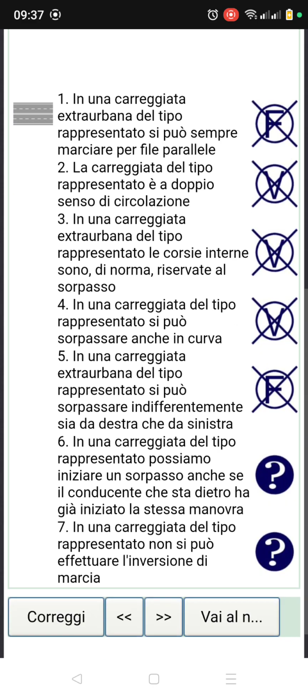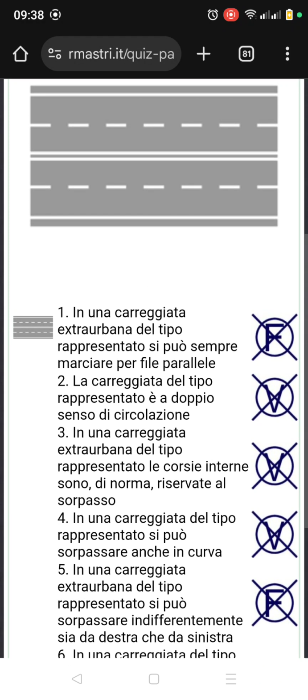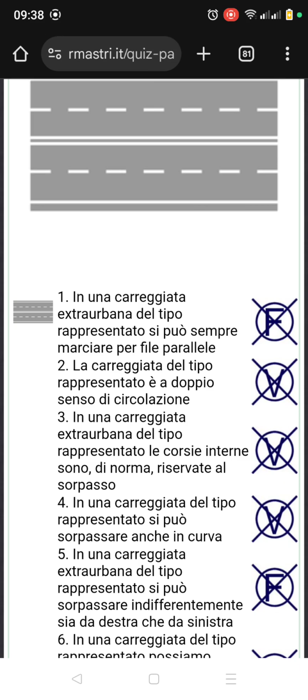No. Number 6, in una carreggiata di tipo rappresentato possiamo iniziare un sorpasso anche se il conducente che sta dietro ha già iniziato la stessa manovra. No, it's false. What this question is saying is, for example, we are at the front of a vehicle, and a vehicle is behind us. The vehicle behind us is about to overtake us. So can we still do that same overtaking while that driver at our back is about to do the same overtaking? No, we cannot do that, because that is an accident.